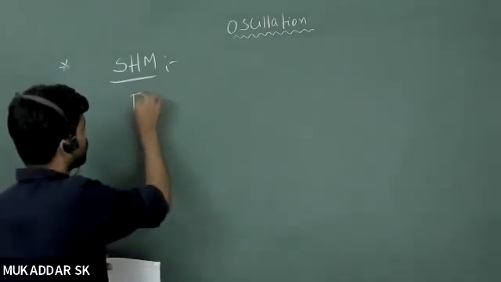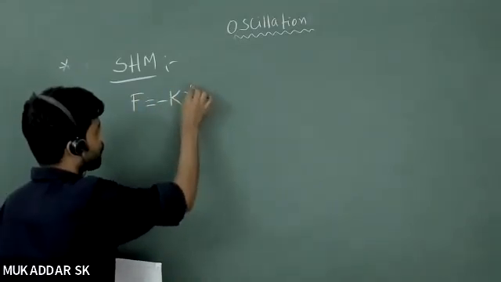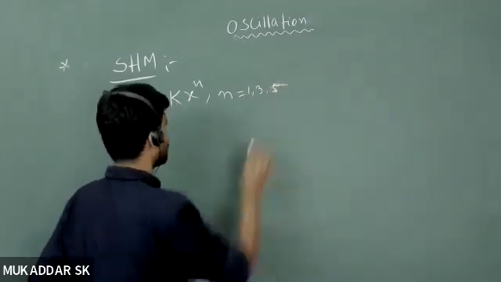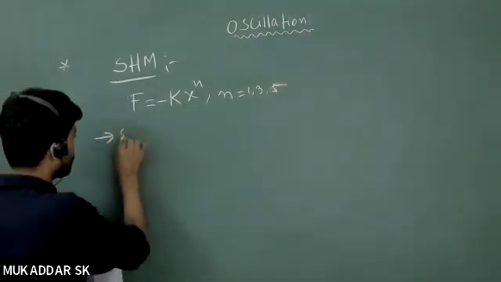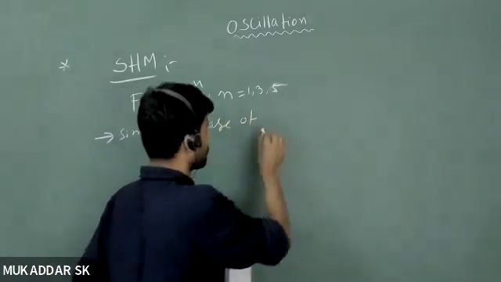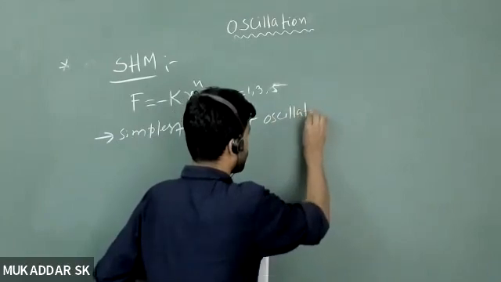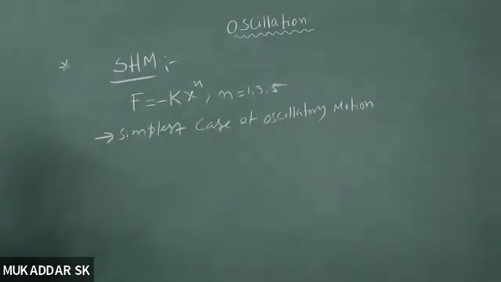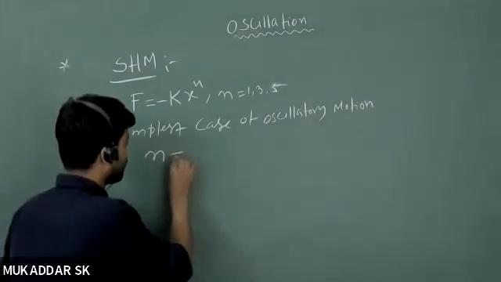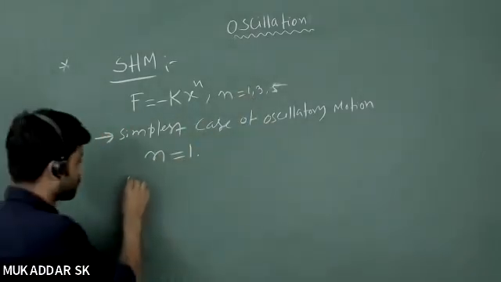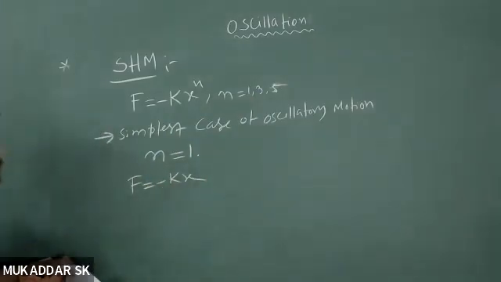For oscillatory motion, you got this equation, right? F equals minus k x to the power n, and n was 3, 5, and so on, all odd integers. Simple harmonic motion is the simplest case of oscillatory motion. What is the meaning of the simplest case? It means when you take n as the smallest number allowed, that is 1. So for simple harmonic motion, F equals minus kx.